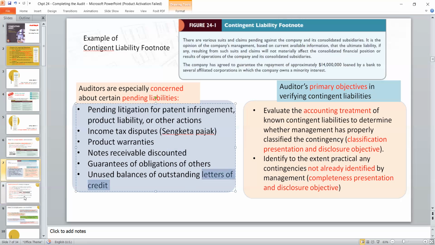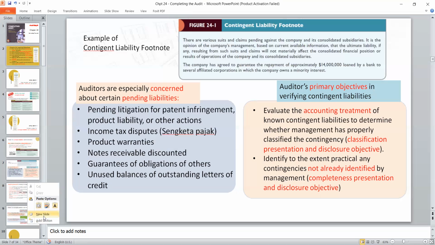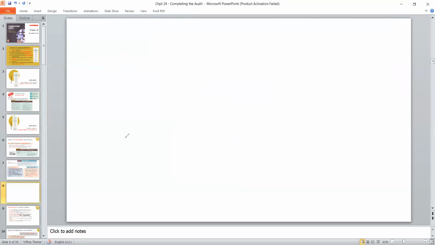If you have ever heard about the letter of credit, I will make an illustration. Letter of credit, or we usually call it LC. Usually it's for import and export activity, especially for the payment. Payment for the import. So it is like this.